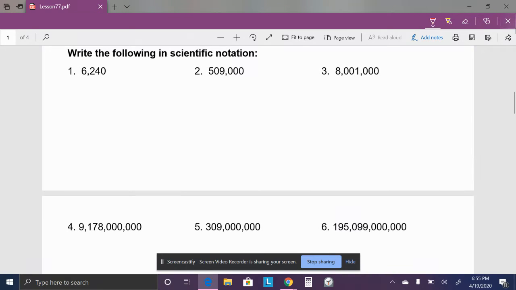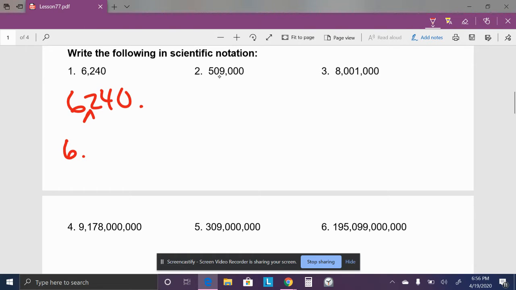All right, so number 1 here. So what I do first is I identify where is the decimal. And whenever there's no decimal, it's always at the end. Then I count the number of hops, the number of decimal spots it moves to get to right after the first non-zero digit. So the first non-zero digit, if I read this number from left to right, is right here. So I'm going to put a little caret symbol right there. That's where I'm going to move my decimal spot to.